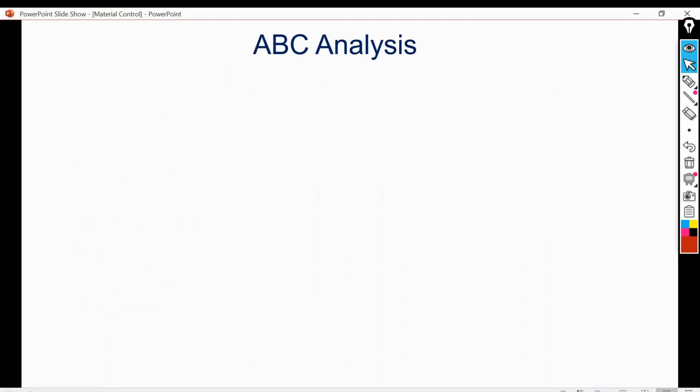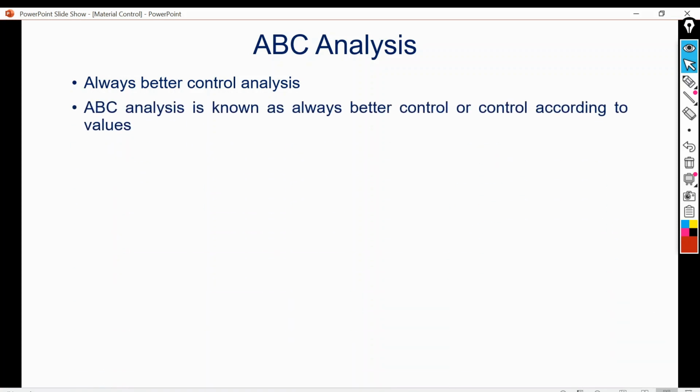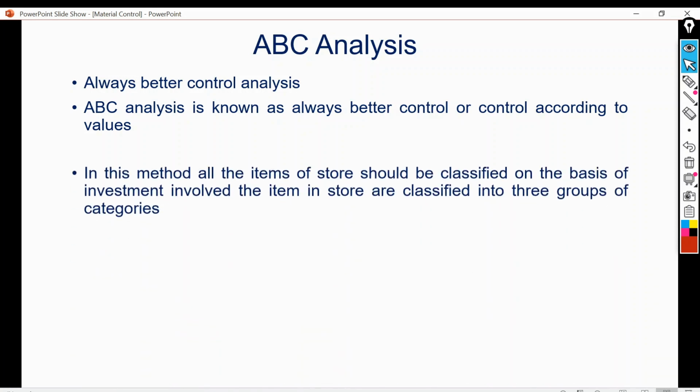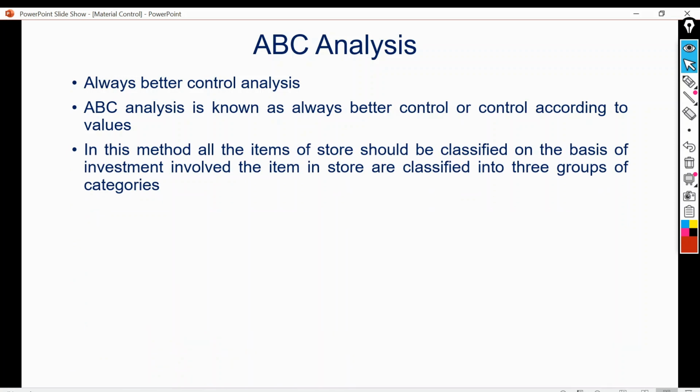First, ABC analysis. In ABC analysis, we can also say always better control analysis. ABC analysis is known as always better control or control according to values. Means high value items are controlled more, less value items are controlled less, moderate value items are controlled moderately. In this method, all the items of a store should be classified on the basis of investment involved.